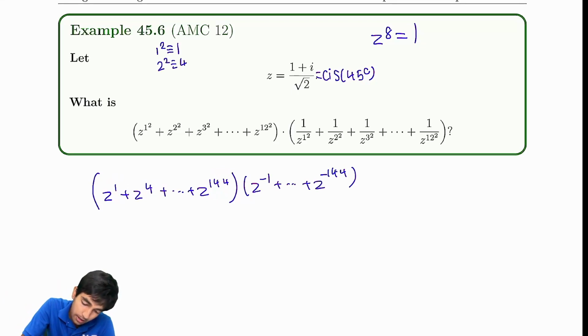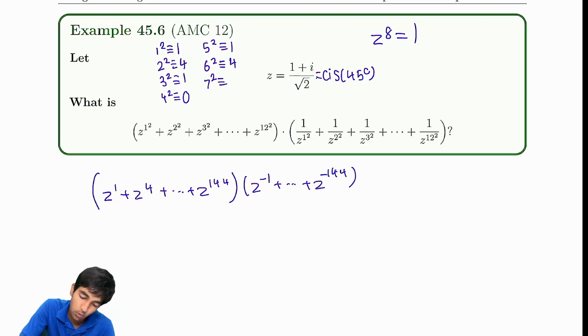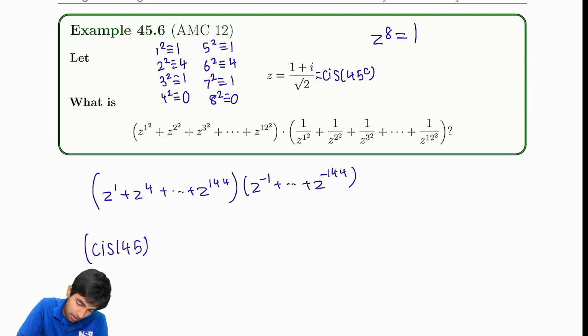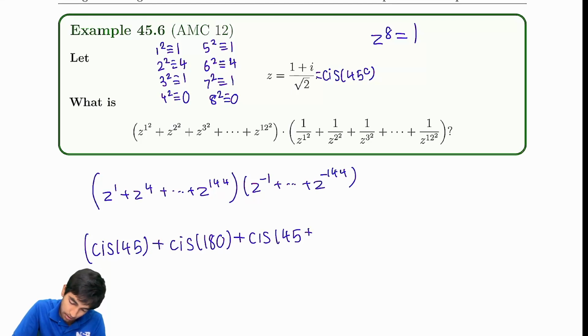2 squared is 4 mod 8. 3 squared is 1 mod 8. 4 squared is 0 mod 8. 5 squared is the same as 3 squared, 1 mod 8. 6 squared, 4 mod 8. 7 squared is 1 mod 8. 8 squared is 0 mod 8. We've got this pattern repeating here: 1, 4, 1, 0. 1, 4, 1, 0, mod 8. So essentially, that's just going to get down to cis of 45 plus cis of 180, plus, again, cis of 45, plus cis of 0, which is just 1.